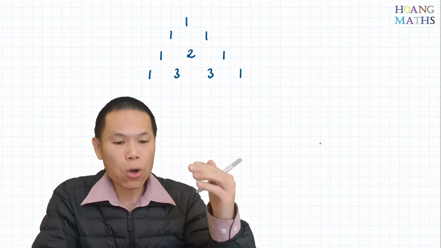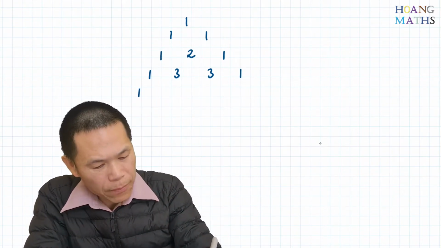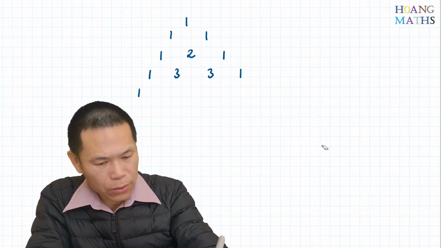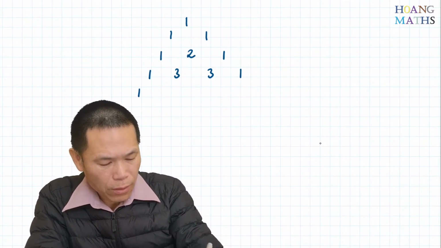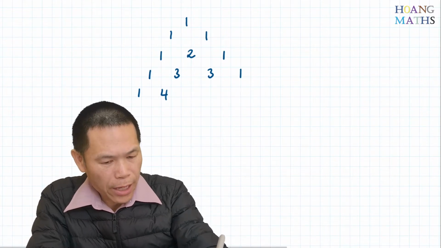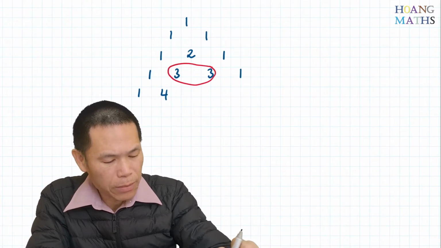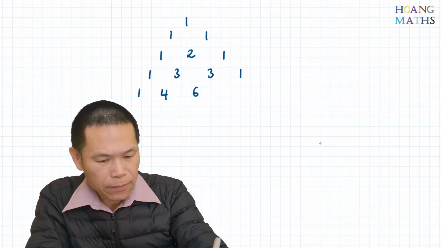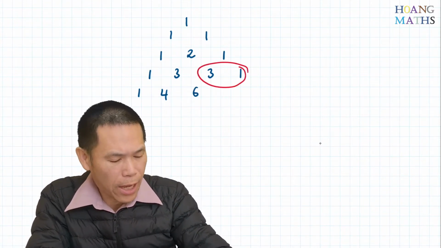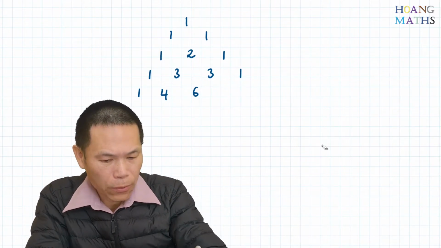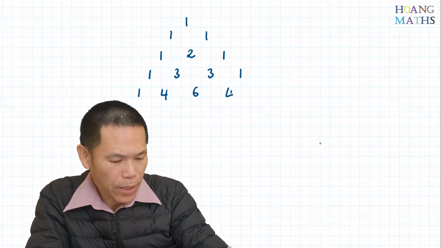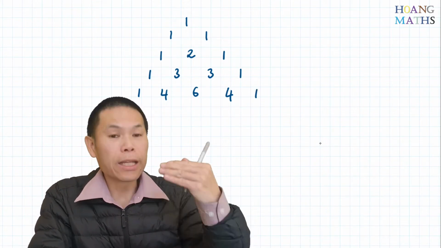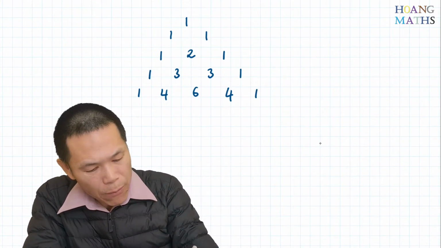To find the next row, again, we start with 1. And these two add together to give me 4. So just write this down, 4. And these two add together to give me 6. So write this down, 6. And these two added together give me 4. So just write this down. And then we end with 1. Okay, don't forget. And then the next one, we start with 1.